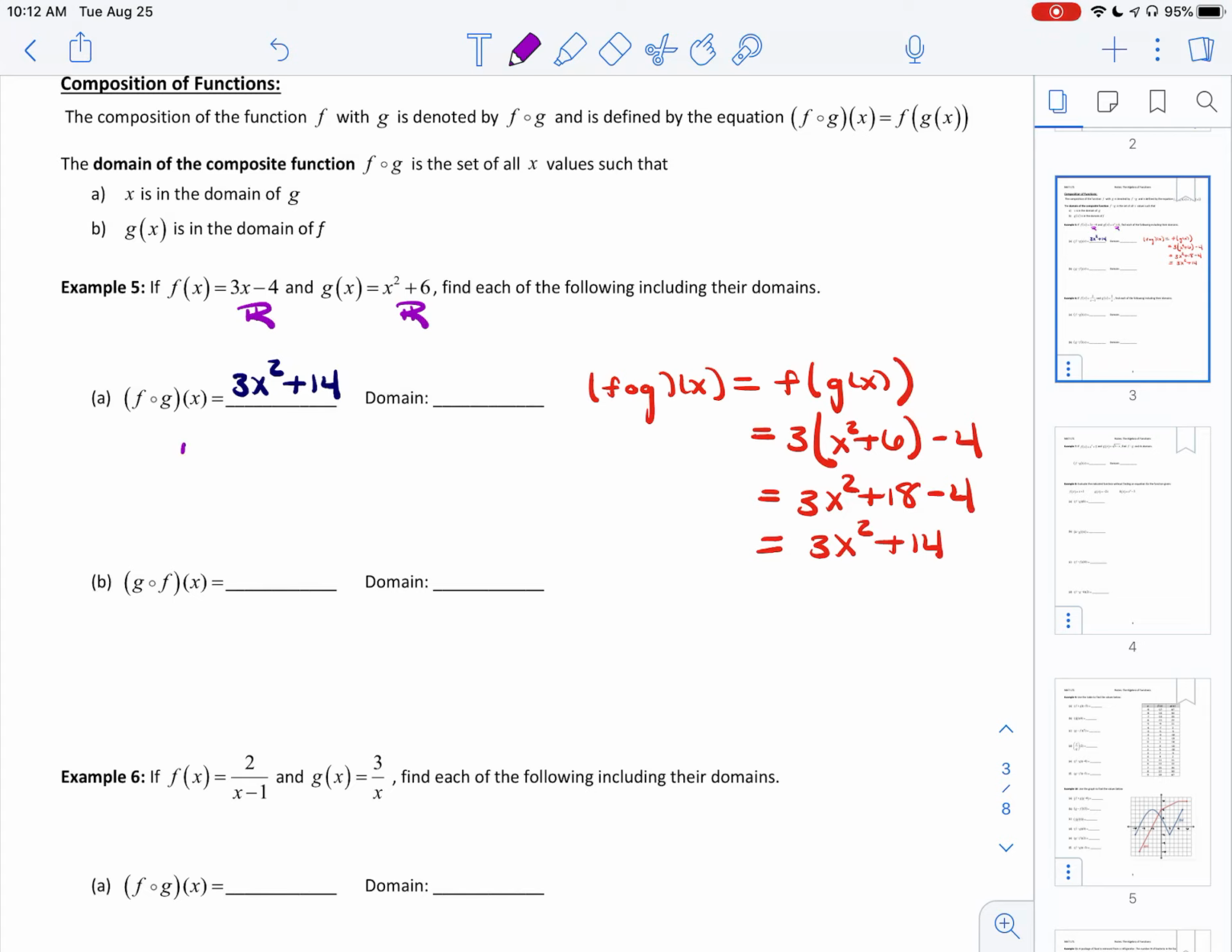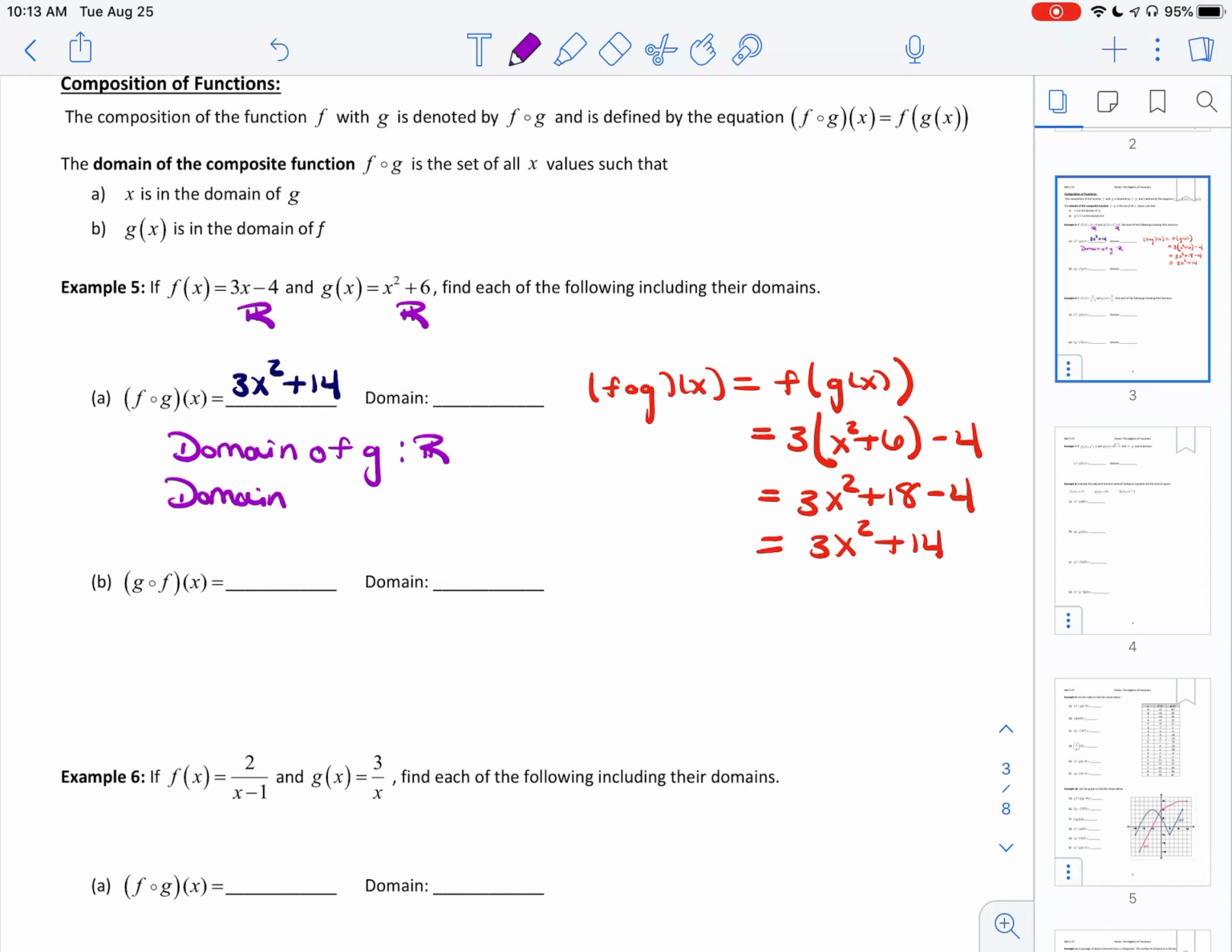We need to first find the domain of g, which we said just a second ago was all real numbers. Now, the second thing you look at to satisfy the second criteria right here is your new equation. So in this case, the 3x squared plus 14. And you also look for any domain restrictions that might have come along with this new equation. In this case, 3x squared plus 14 is a quadratic function. There's no denominator, there's no square root. So it also has the domain all real numbers.